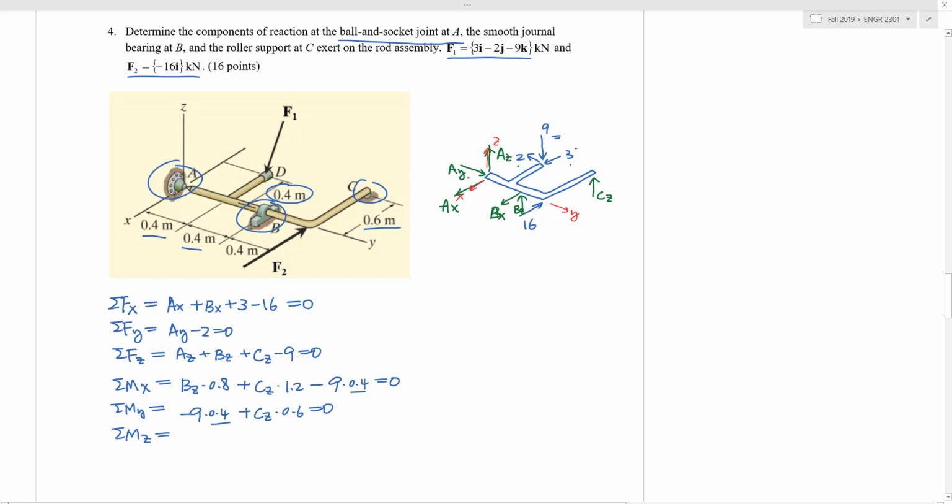All right, once again, AX, AY, AZ passing through z-axis, no moment. Okay, CZ is parallel to that, no moment. BZ parallel to that, no moment. All right, so BX does have moment about the z-axis. Okay, it is clockwise with a moment arm of 0.4 plus 0.4, 0.8 meter. What about the other forces? The 16 kilonewton force counterclockwise about the z-axis with a moment arm of 1.2 meter.